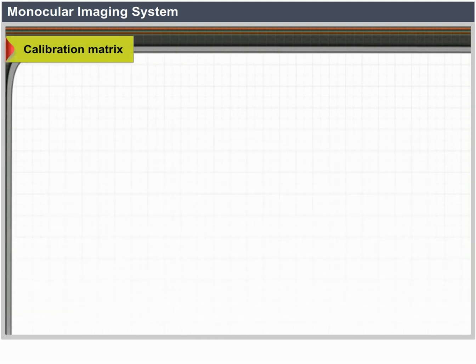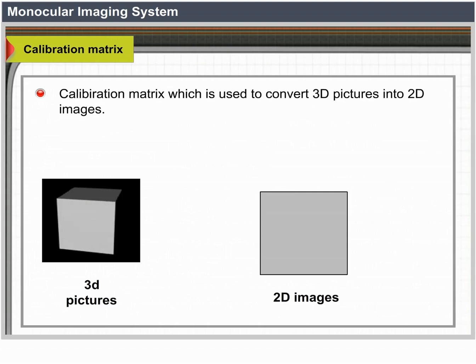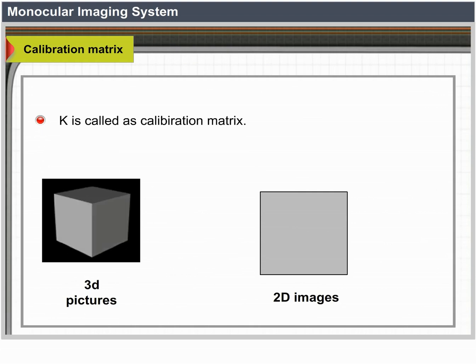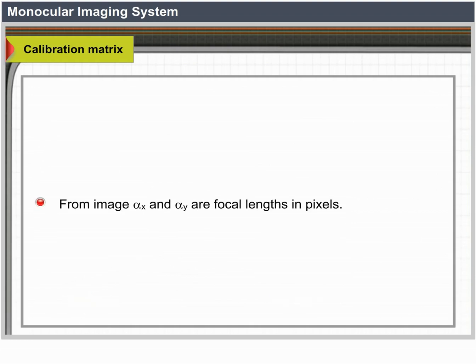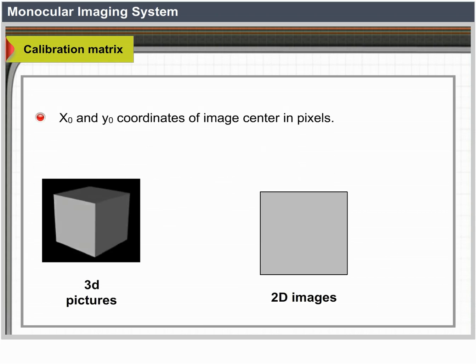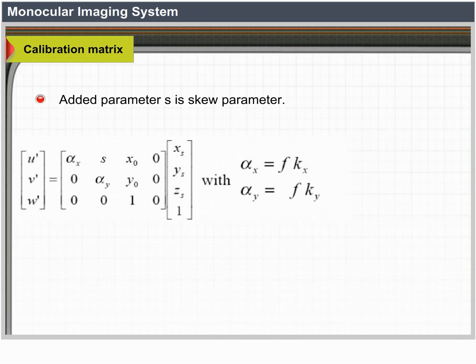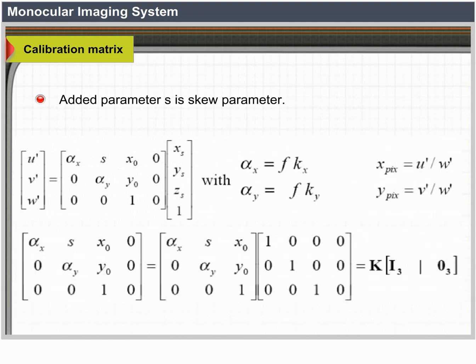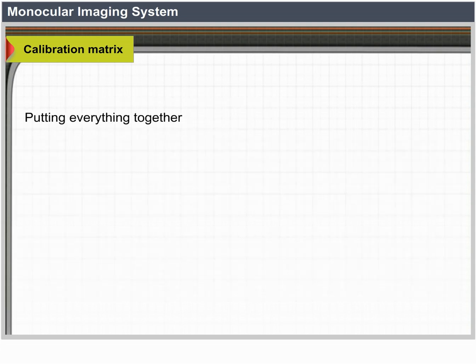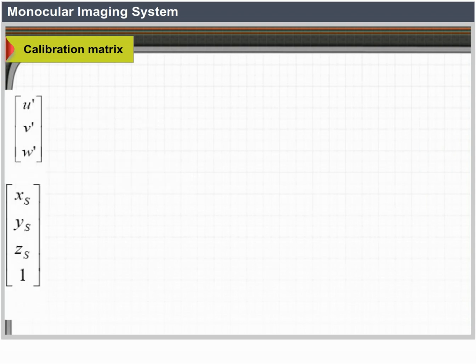Calibration matrix, which is used to convert 3D points into 2D images. K is called the calibration matrix. From the image on screen, alpha x and alpha y are focal lengths in pixels. x0 and y0 are coordinates of the image center in pixels. The added parameter s is the skew parameter. Please refer to the matrix on screen. Putting everything together, x equals PX. The calibration matrix is shown on the screen.